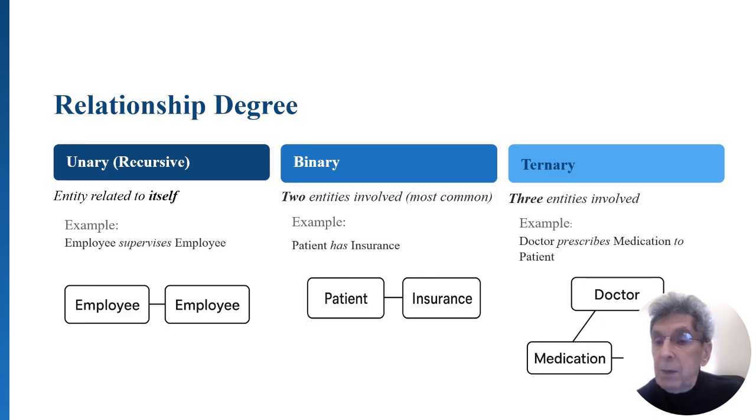This is the most common type. Probably 90% of relationships you'll encounter. They're called binary relationships involving two entities. The patient has insurance, two distinct entities connected by a relationship.